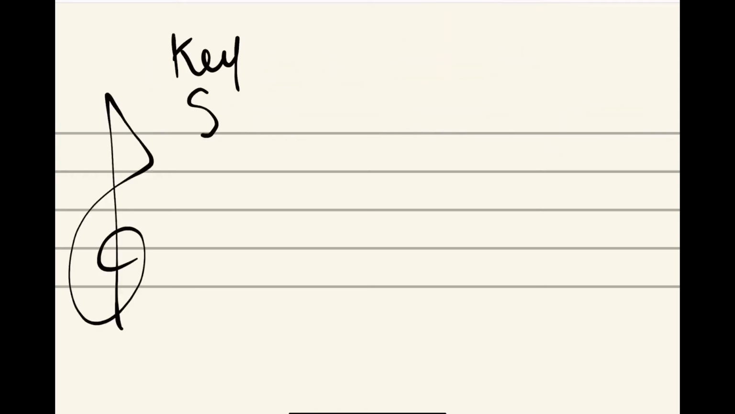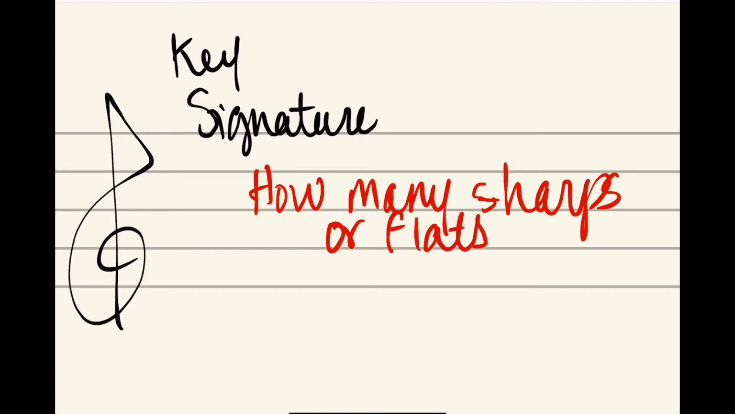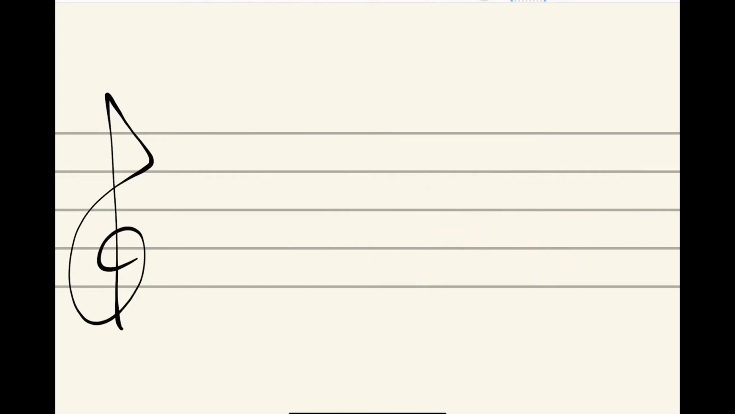Let's go ahead and talk about key signatures. Now, key signatures are crucial when writing music or playing music. The reason is because key signatures will play a big role on what particular notes you play in a piece, because key signatures determine how many sharps or flats are in a piece. Now, don't confuse this with accidentals. If you are familiar with accidentals, that's not what this means. This will determine how many sharps or flats are in a key in general.